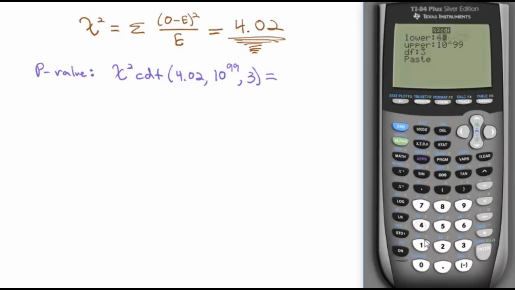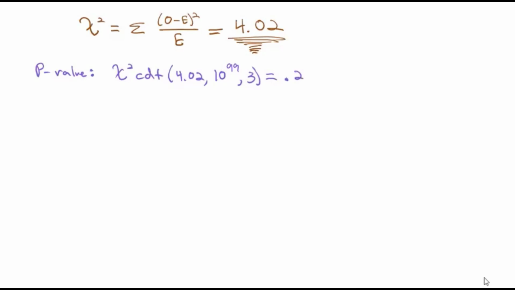The lower value we want is 4.02. The upper value is infinity. 3 degrees of freedom. Again, if you don't have the newer software, you just have to separate them by commas. And when we hit enter, we find a probability of 0.2593.